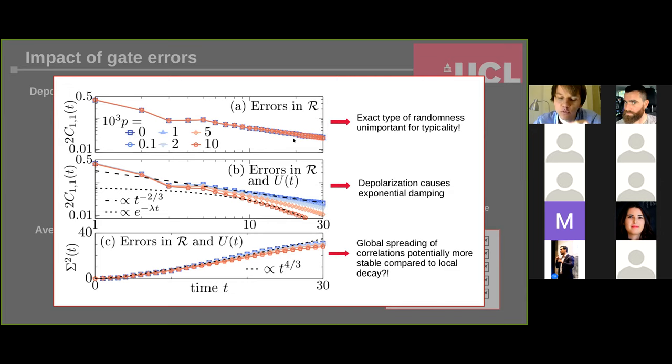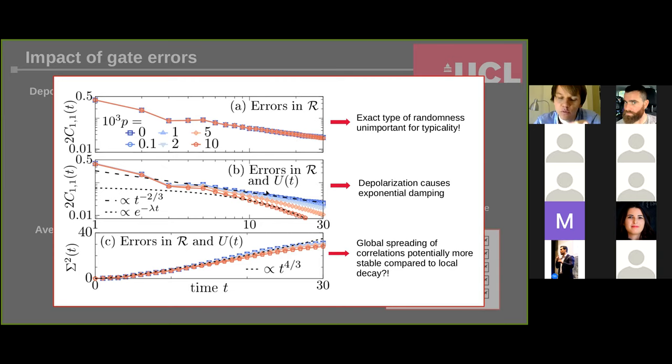But of course, this is not the most interesting case. In a real experiment, you would of course have errors also, you would have errors in the random circuit and also in the unitary time evolution. And this is shown here in the center panel. Again, we are always looking at this decay of this initial peak.